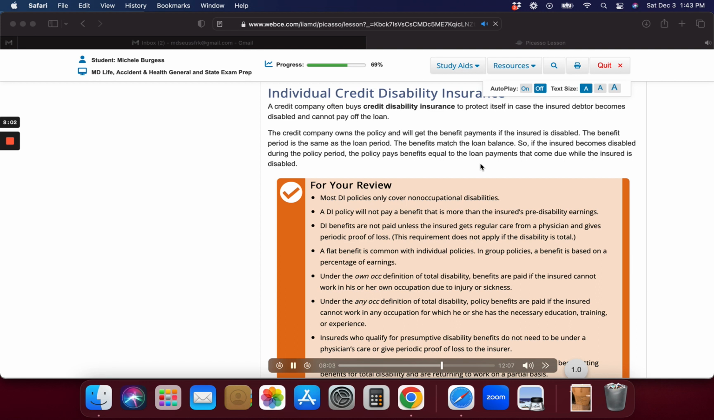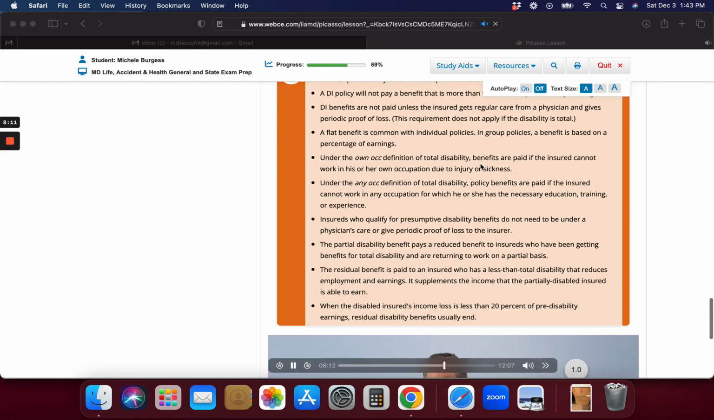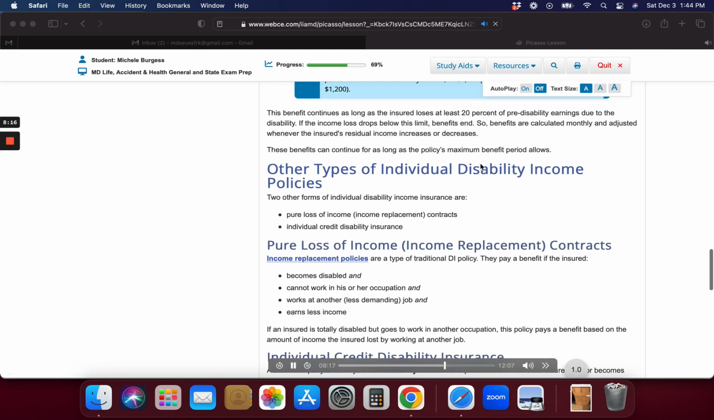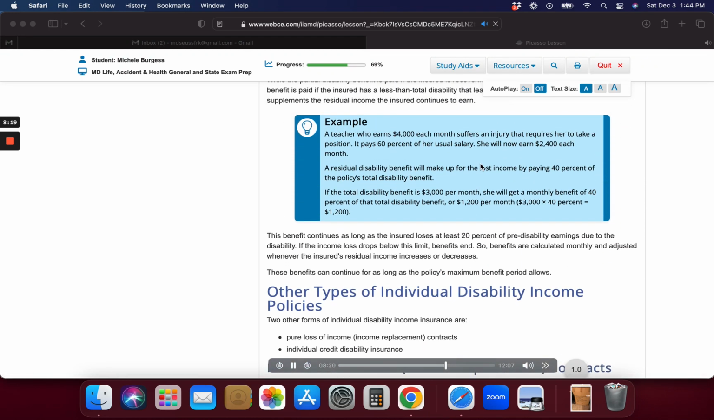Example: a teacher who earns $4,000 each month suffers an injury that requires her to take a position that pays 60% of her usual salary. She will now earn $2,400 each month. A residual disability benefit will make up for the lost income by paying 40% of the policy's total disability benefit. If the total disability benefit is $3,000 per month, she will get a monthly benefit of 40% of that total disability benefit, or $1,200 per month. $3,000 times 40% equals $1,200.